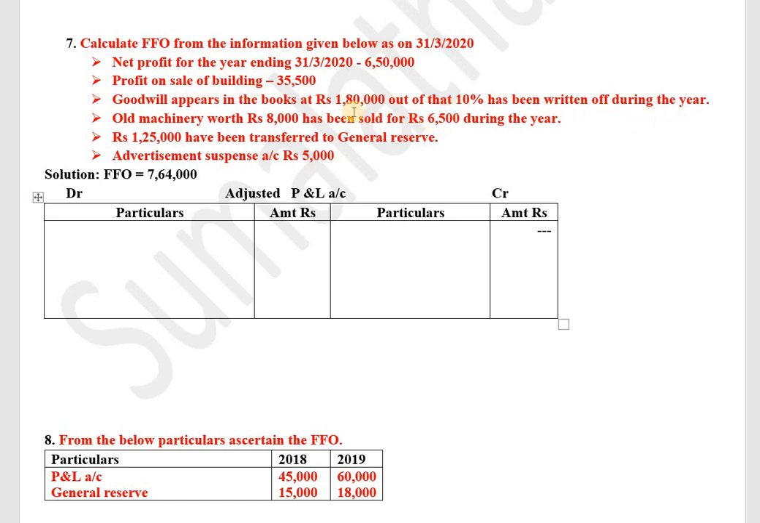Goodwill ಎಷ್ಟಿದೆ, 1,80,000. But ಅದರಲ್ಲಿ 10% ಮಾತ್ರ written off. Goodwill written off, you have to take 10% on 1,80,000. Old machinery worth rupees 8,000 has been sold for 6,500.